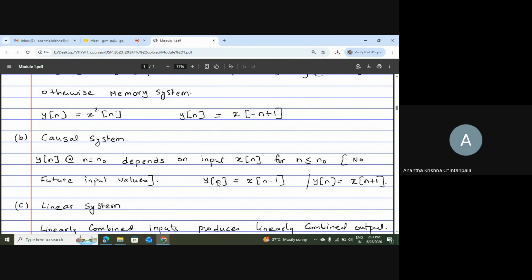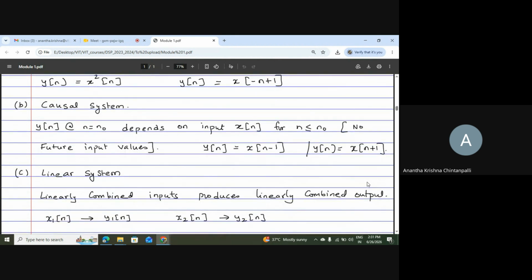Now here n is equal to 0, x of -1. So it depends upon the previous value. Okay, so that means that this is a causal system. Now n is equal to 2. Here this becomes x of 3. So it means that it is depending upon the future value. So it's a non-causal system. Okay.